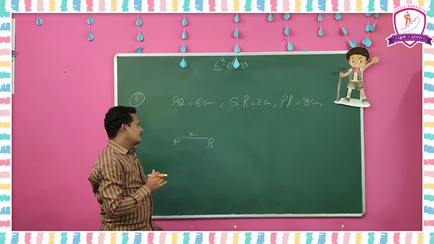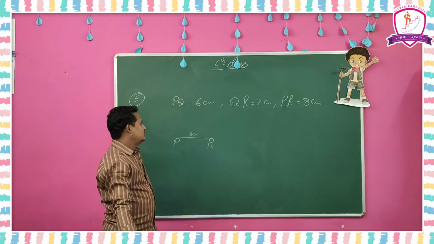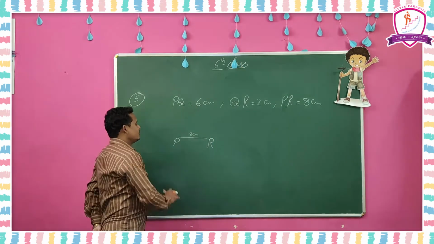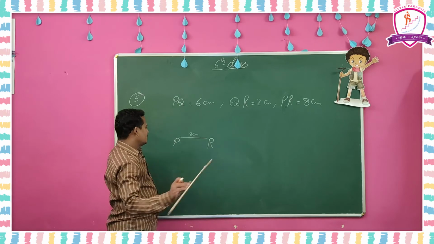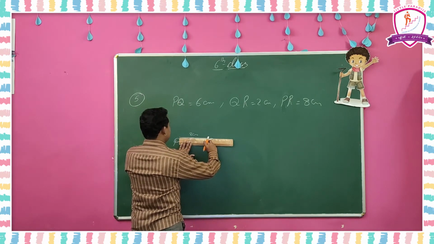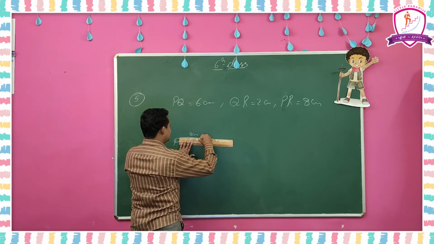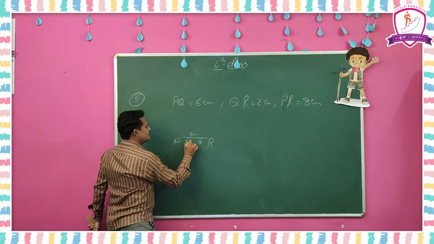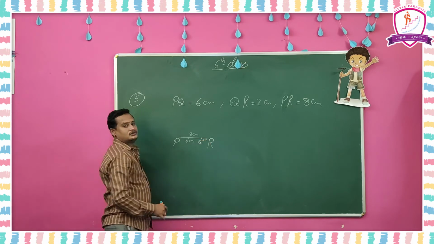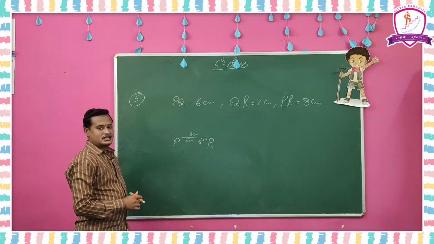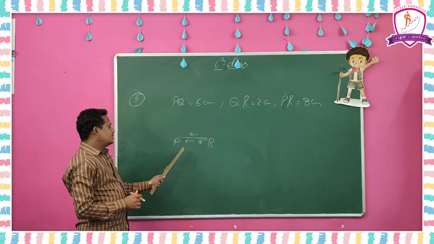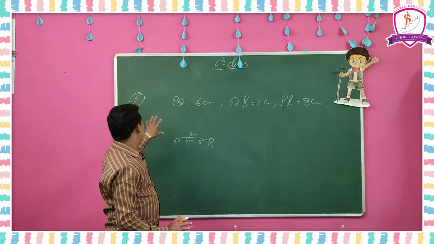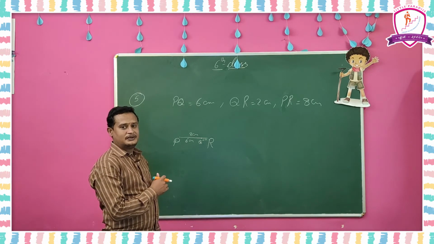And Q must be on the PR line. So, where must it be placed? Here the PQ distance is 6 centimeters and the QR distance is 2 centimeters. So, after 6 centimeters from P, we have to put a point. At 6 centimeters it will be Q. So, if it is 6 centimeters, automatically the rest will be 2 centimeters. Like that we have to construct a line segment where P, Q, R are on the same line. You have to follow this method to complete the fifth one.